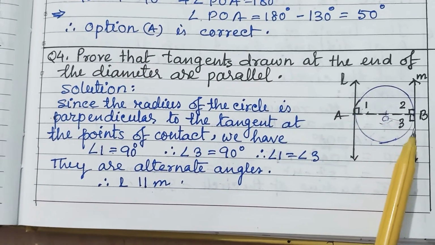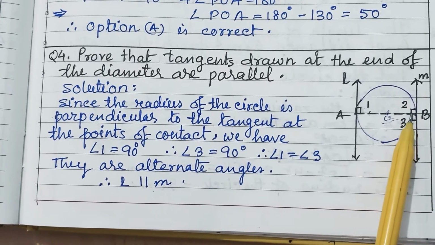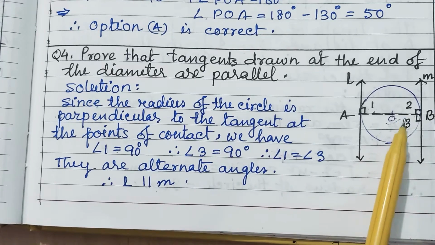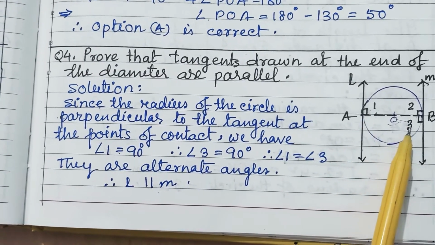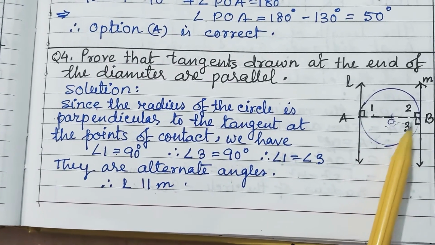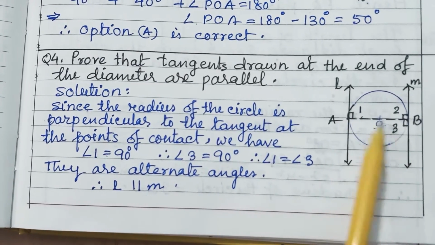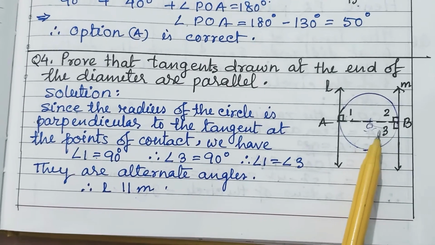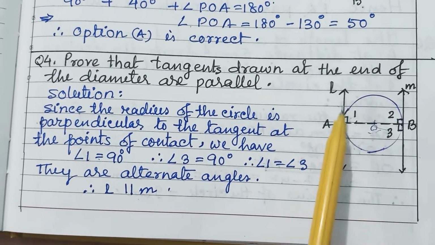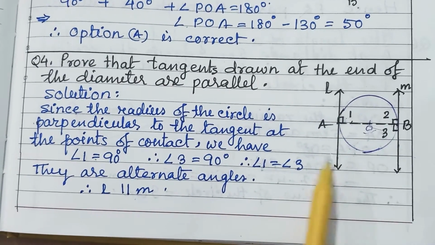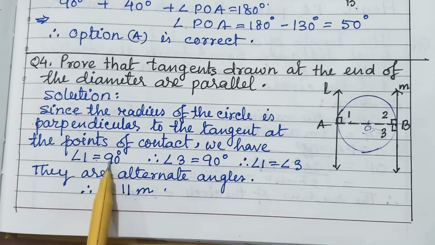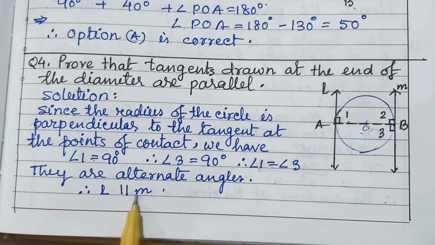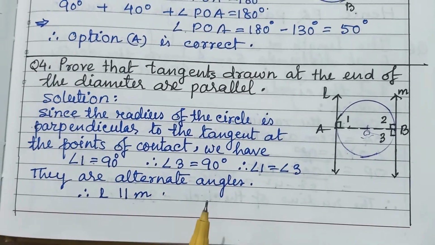And similarly angle 3 is also 90 degree, angle 2 is also 90 degree. But angle 1 and angle 3, these two are alternate angles, and when alternate angles are equal then these two sides are parallel. So therefore angle 1 is 90, angle 3 is 90, these two are equal. Therefore L is parallel to M as they are alternate angles.